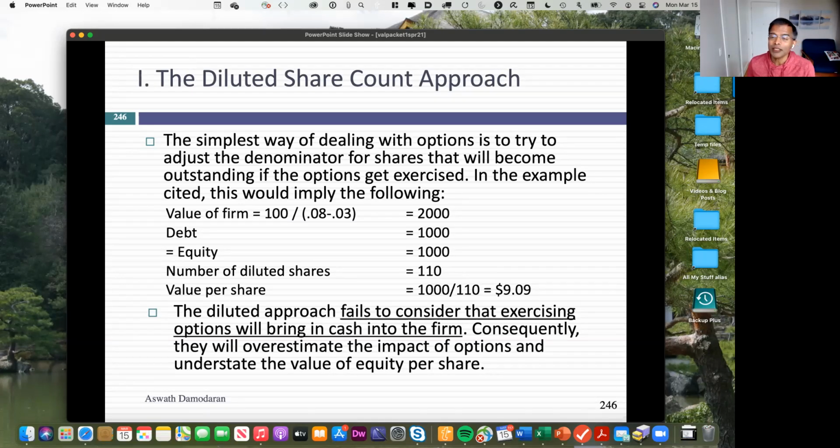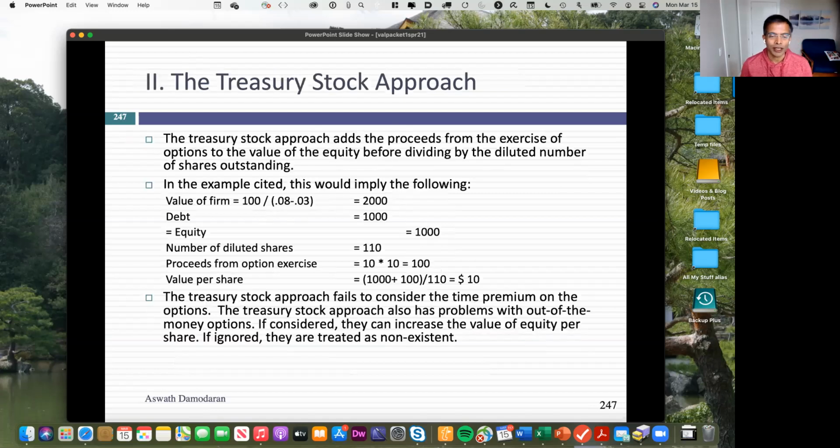I'm completely missing that. So you know what's going to happen if I use the fully diluted approach? I'm going to systematically undervalue the per share value, because I'm acting like exercise happens, but I collect no money. So there's an easy fix for that, right? The Treasury stock approach takes the easy fix.